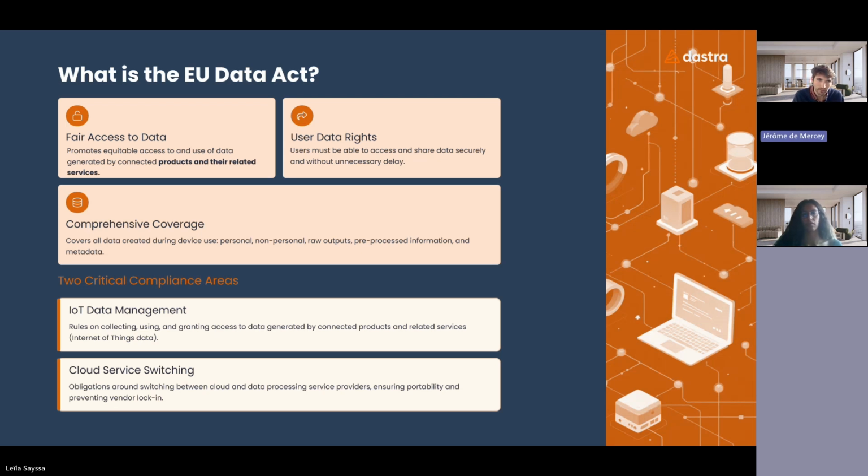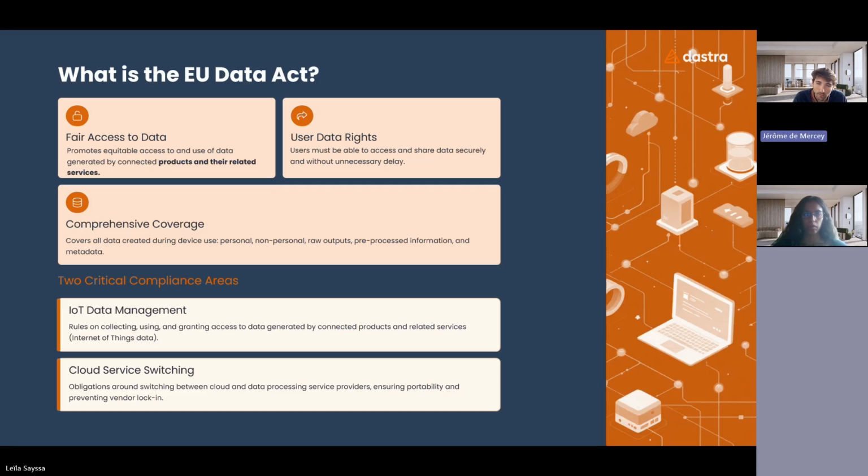The idea with the EU Data Act is to empower the sharing of data across services, with three important things. First, fair access to data. The idea is to promote equitable access to and use of the data generated by connected products and related services. We will see that in detail: what is a connected product, what is a related service. The idea is to promote connections and sharing between devices.